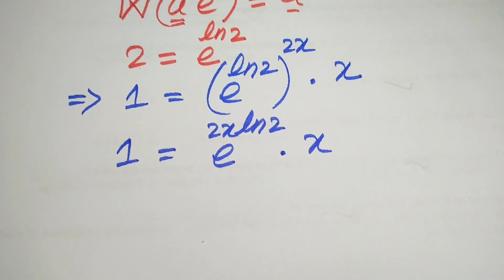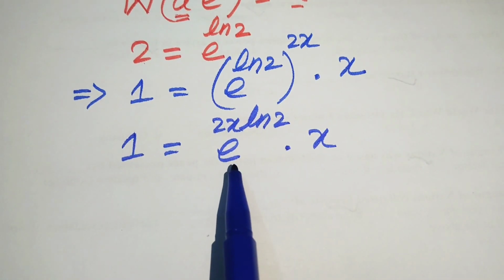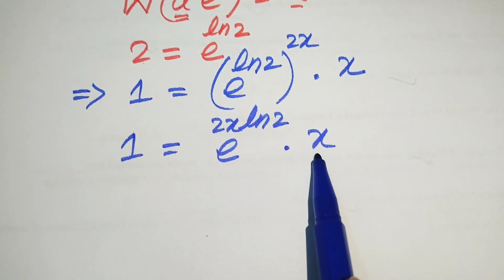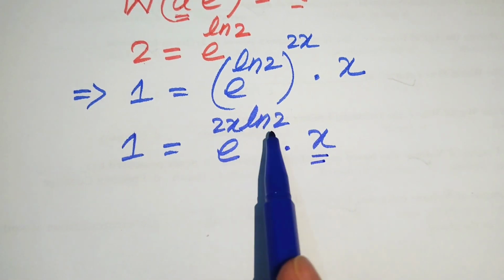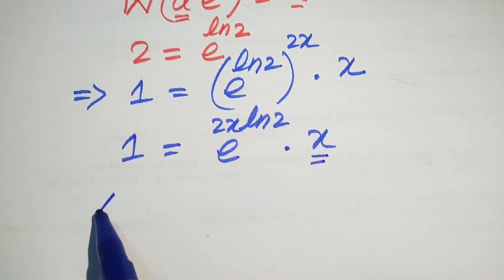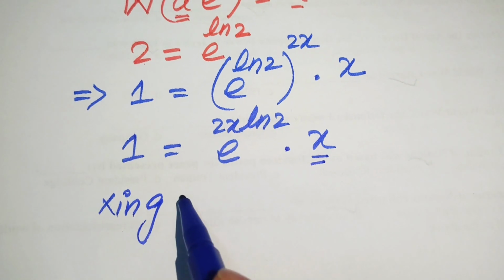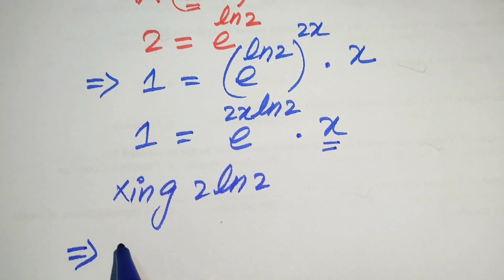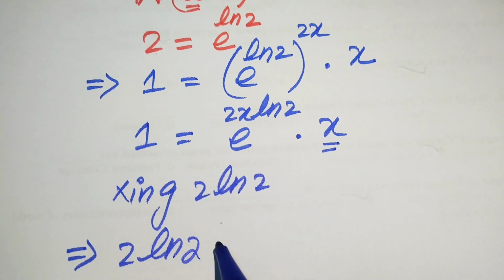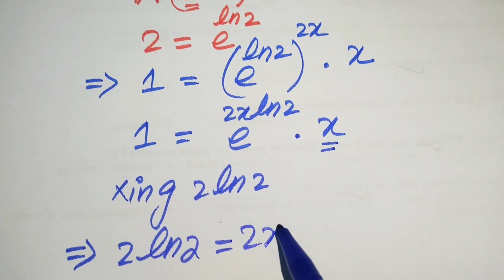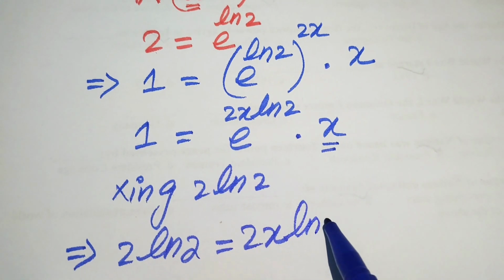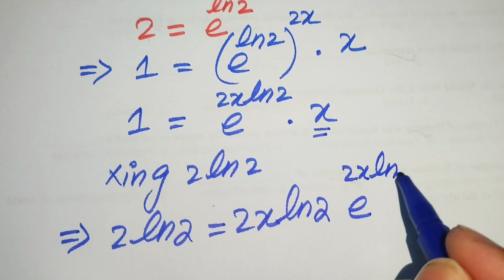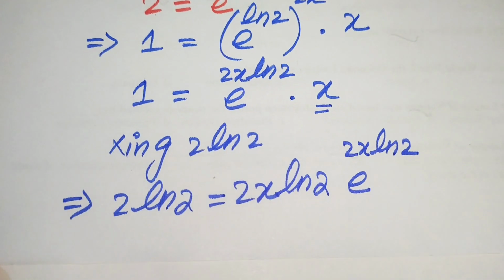So further in here we make this e base e. So here we make the exponent 2x log 2, but here you have x and we need 2 times log 2, so now we multiply on both sides by 2 times log 2. So our above equation is written as 2 log 2 is equal to 2x log 2, and here you have e to the power of 2x log 2.